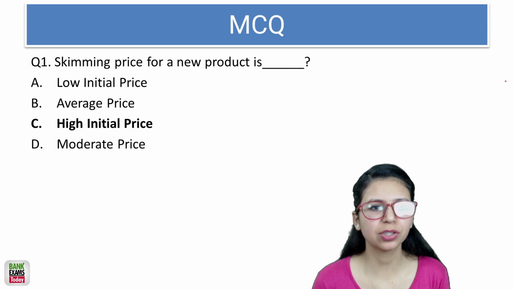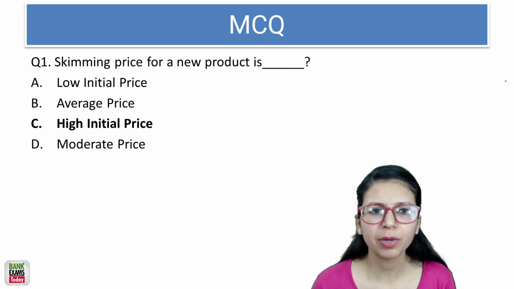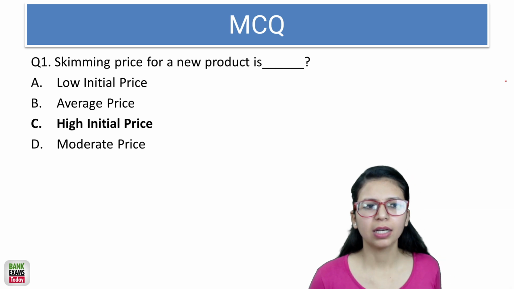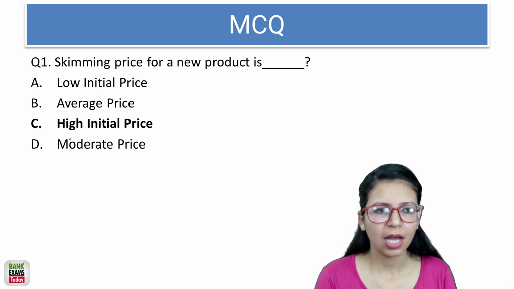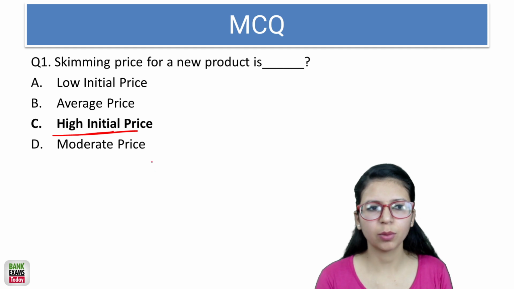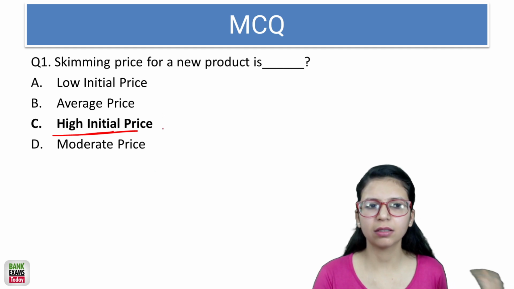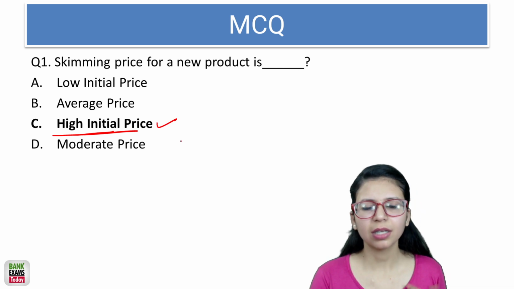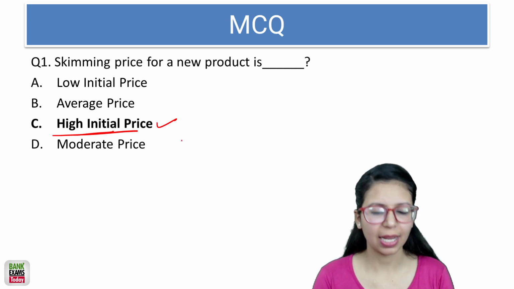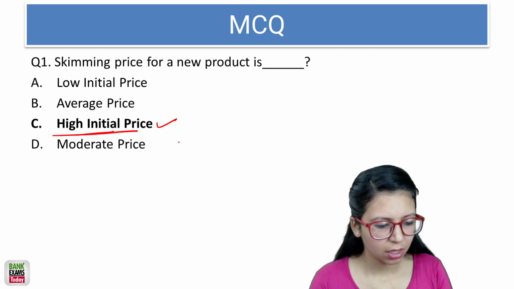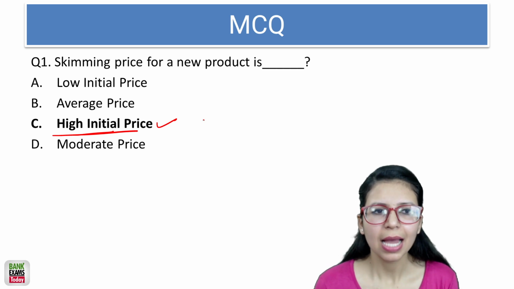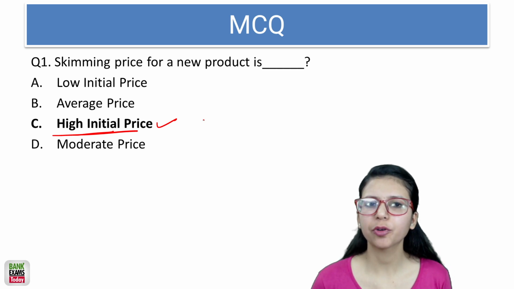Now, the first question is: skimming price for a new product is. The answer will be high initial price. You can also give the answers, but it is already highlighted here. I forgot to unbold these questions. So, skimming price for a new product is a high initial price.